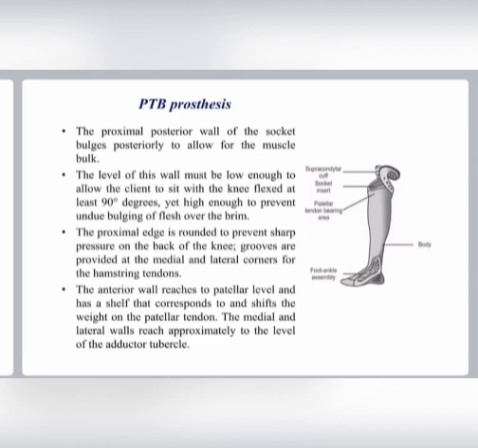The proximal edge is rounded to prevent sharp pressure on the back of the knee. Grooves are provided at the medial and lateral condyles for the hamstring tendons. The anterior wall reaches to the patellar level and has a shelf that corresponds to and shifts the weight onto the patellar tendon. The medial and lateral walls reach approximately to the level of the adductor tubercle.